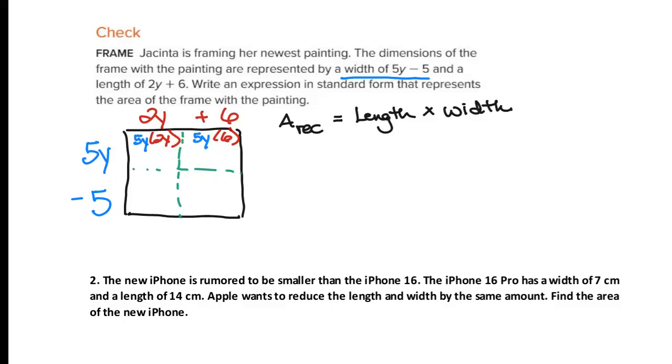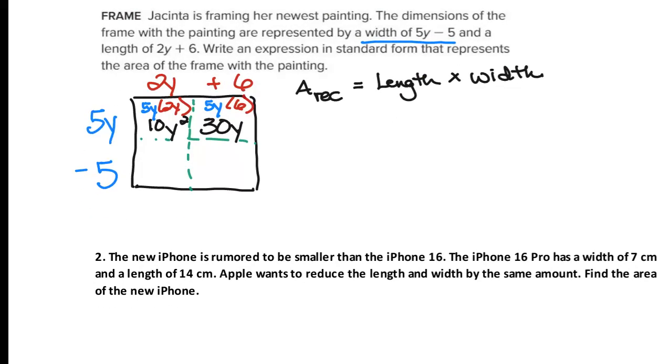5 times 2 is 10, and y times y is, what is y times y? Y to the second power, or y squared. Okay? Then I have 5y times 6. I need to multiply those coefficients times that constant. So that's 5 times 6, that's 30. And I just have 1y. Then I go to the second row and I multiply -5 times 2y and -5 times +6.